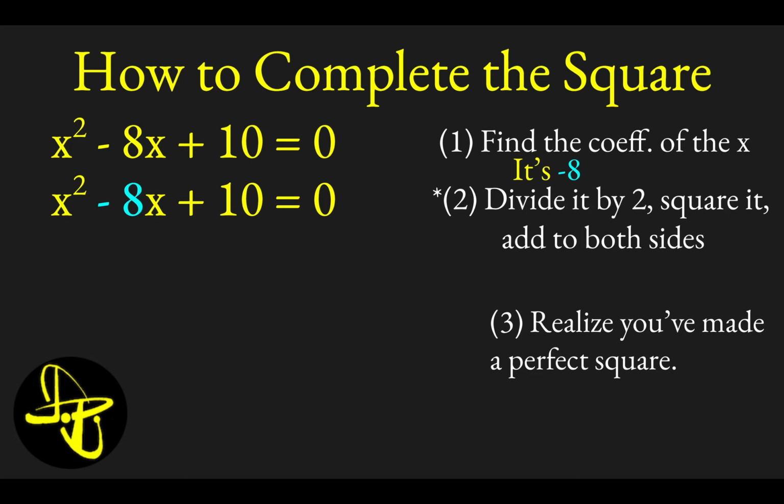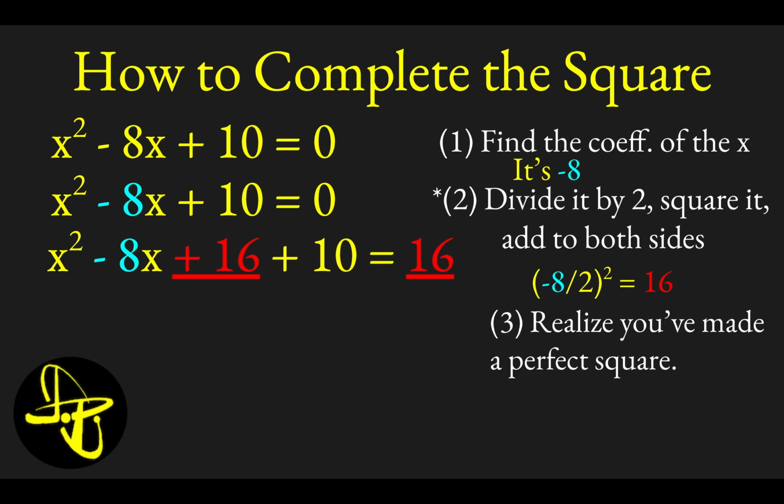We'll talk about why this works later. So divide it by 2, that would give you -4. And then when you square it, you'd get 16. Then what we're going to do is add that 16 to both sides. Of course, you have to do it to both sides because that will preserve the equation. If you're going to add it to one side, you've got to add it to the other side. So we just added 16 to both sides.